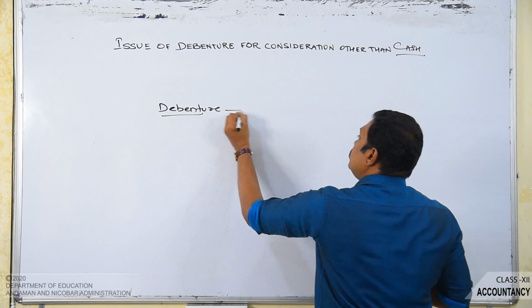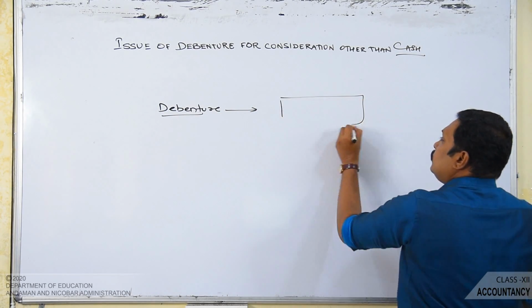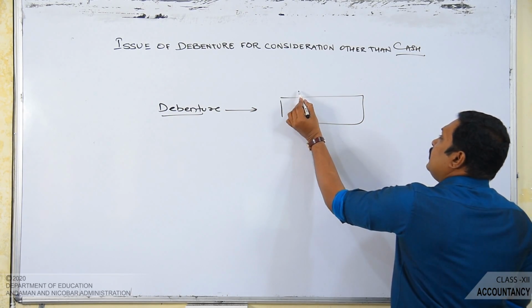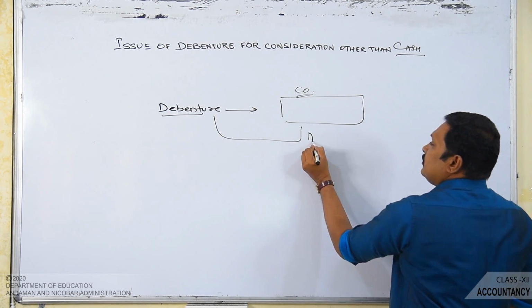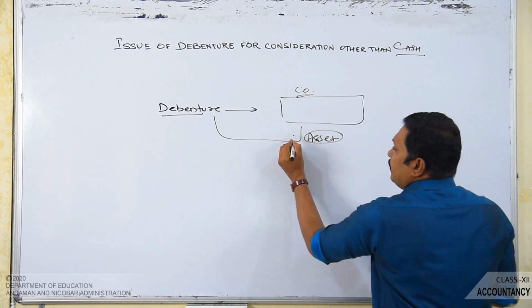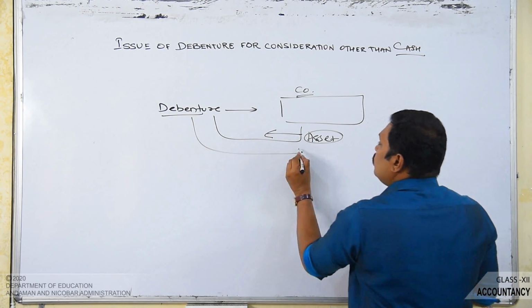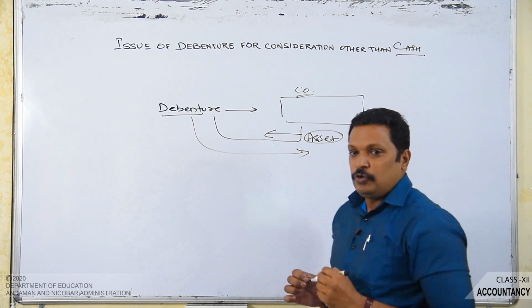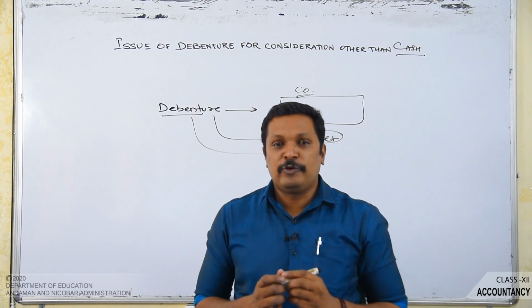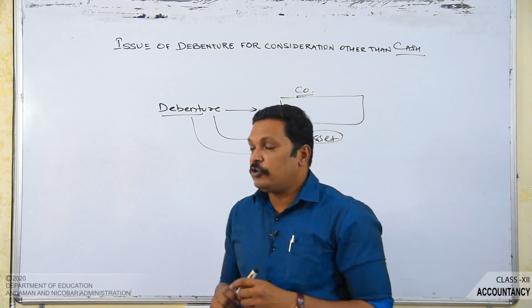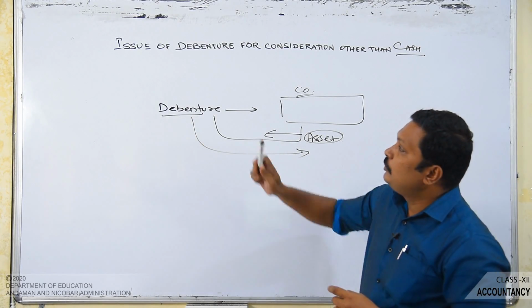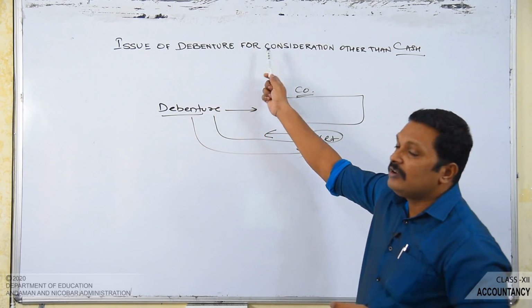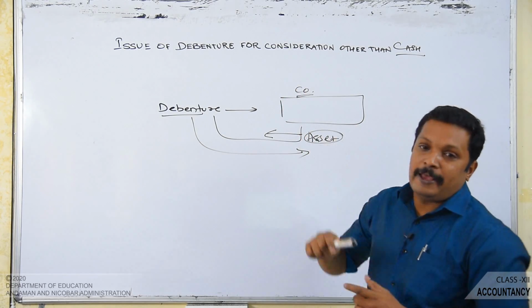Debentures are issued to the vendor, it may be a company. We purchased an asset from the company, and for that we issue debentures. Normally when we purchase an asset, we have to pay cash, no? Now, instead of cash, we are going to issue debentures only. That is the issue of debentures for consideration other than cash.